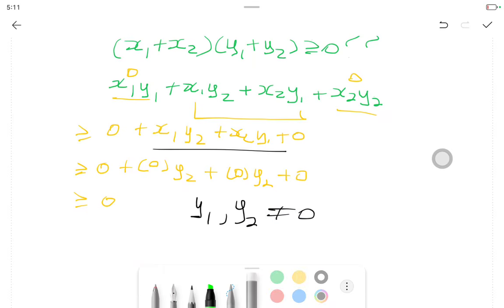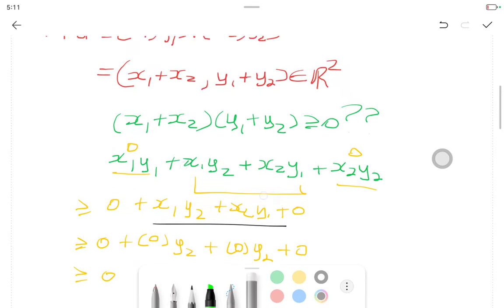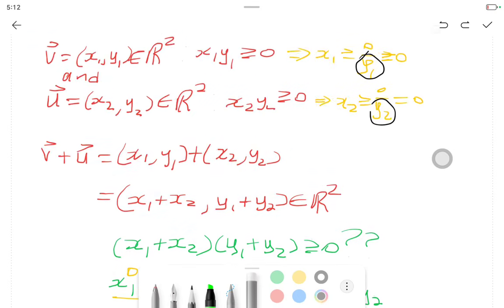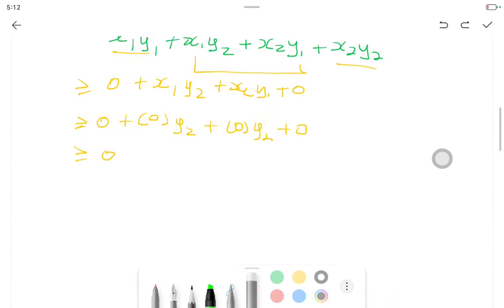So for us to come up with a clean way to show this, we can use a counterexample. Because you have seen here, what if y1 is 0? What if y2 is 0? So that is not going to give us a 0. It's going to give us undefined.